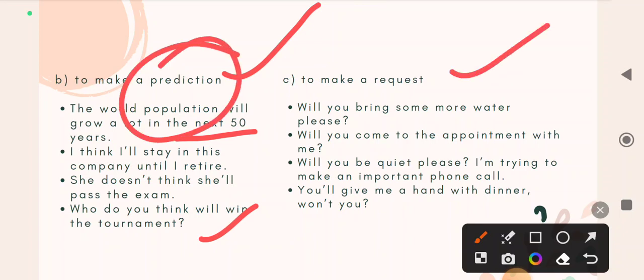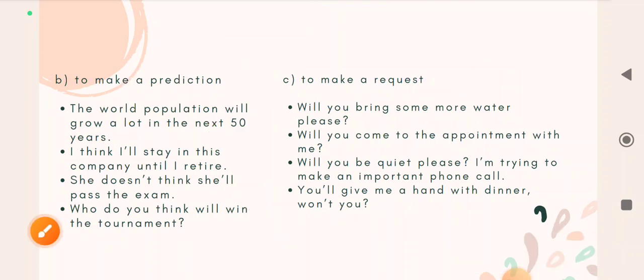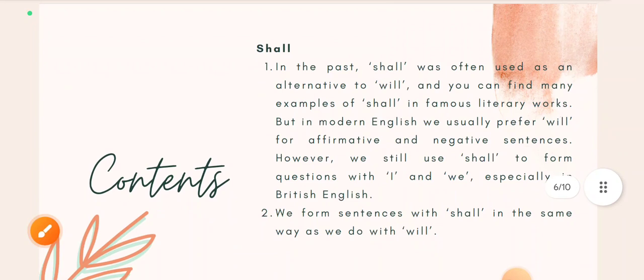Next is to make a request. If you are making a request, you have to use will in a question form, like will you bring some water for me, will you pass me that blue water bottle, etc. I want you to write down some examples, either predicting the future or making a request, in the comment box. So I hope will is clear.